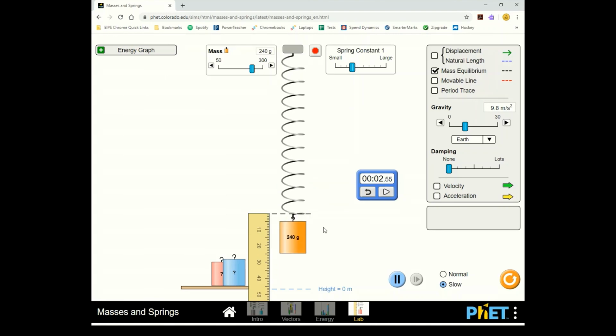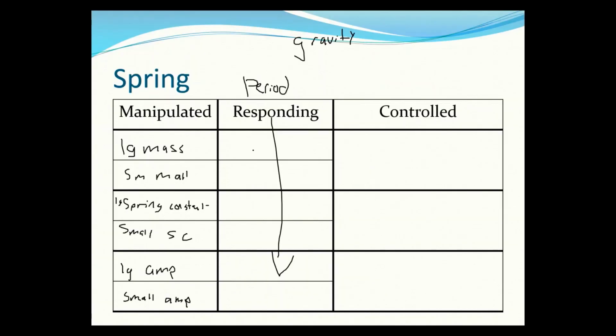There we go. So you can see that it increased it quite a bit, by about a second. So when we had the large mass, we got an increase of the period. So bigger mass, bigger period. So it looks like they have some sort of direct relationship. So the mass definitely affected it. So let's see if spring constant has an effect on it as well.